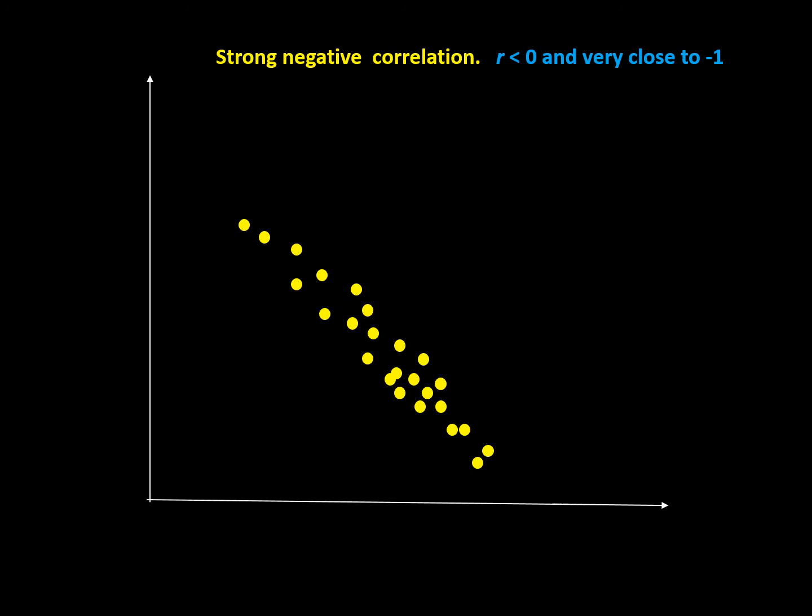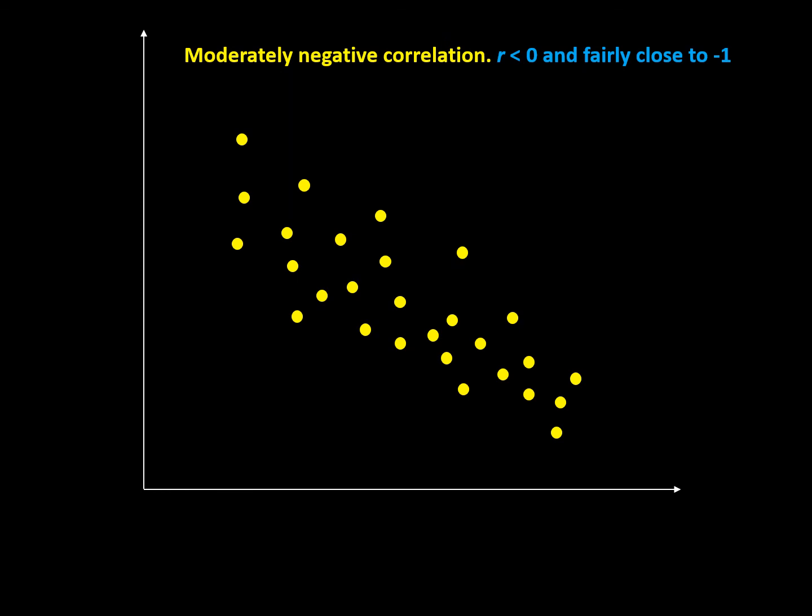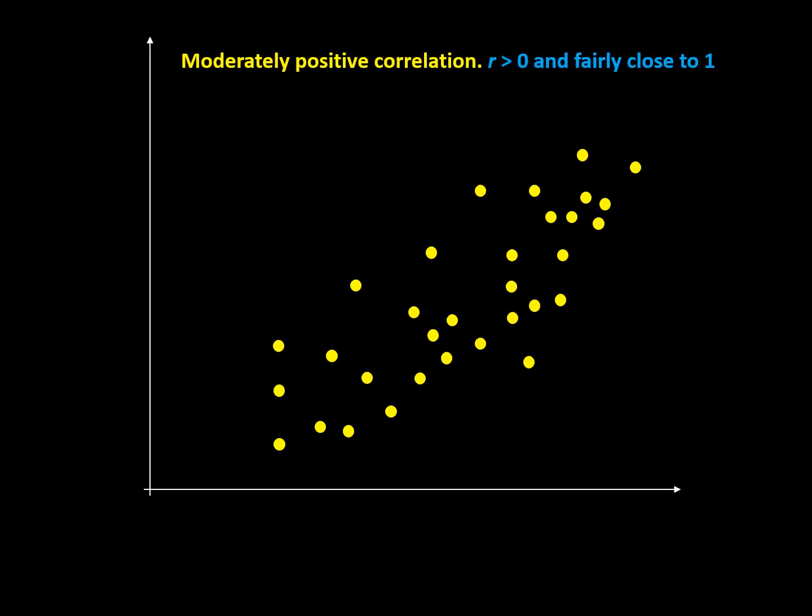Now look at this scatter plot. It is negative, less than 0 and very close to -1. So we can say the comment is strong negative correlation. What about this? It's not very strong. Fairly close to -1, but it is negative. And we say moderately negative correlation. That is our comment. Again, positive, but moderately positive correlation.